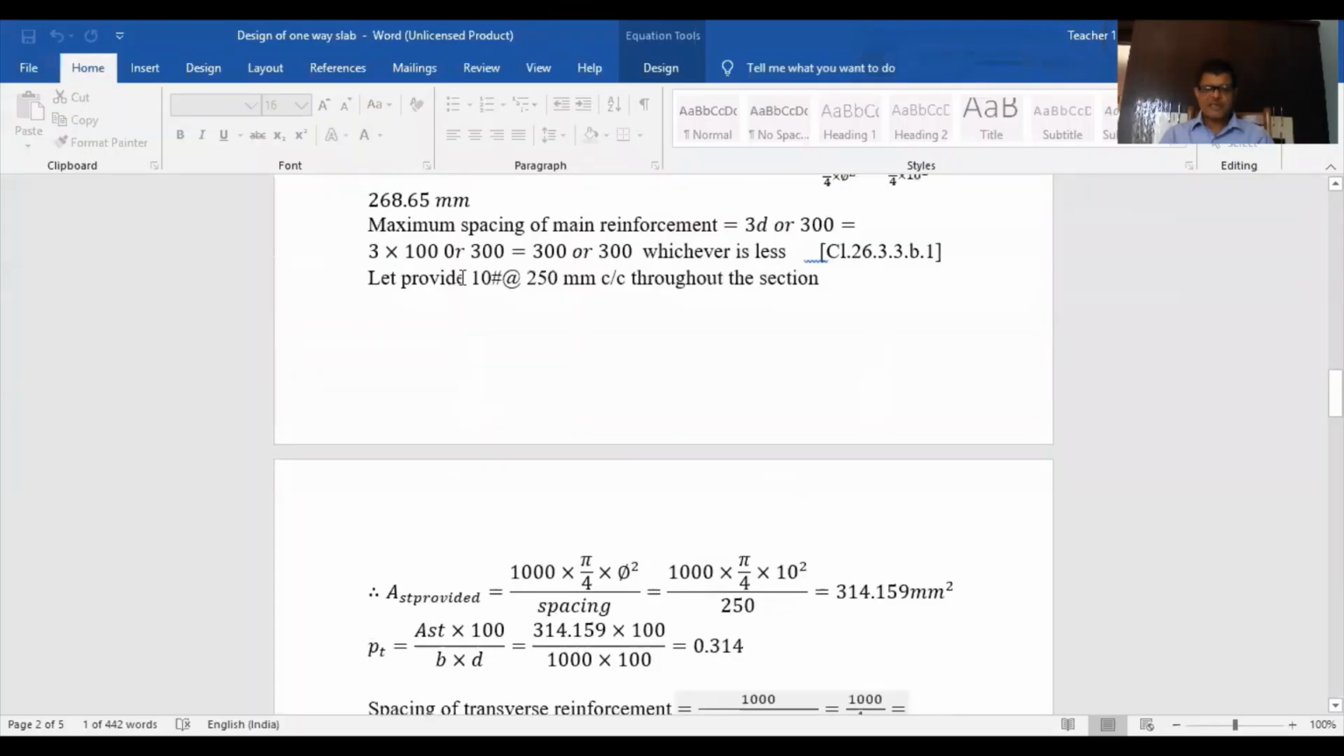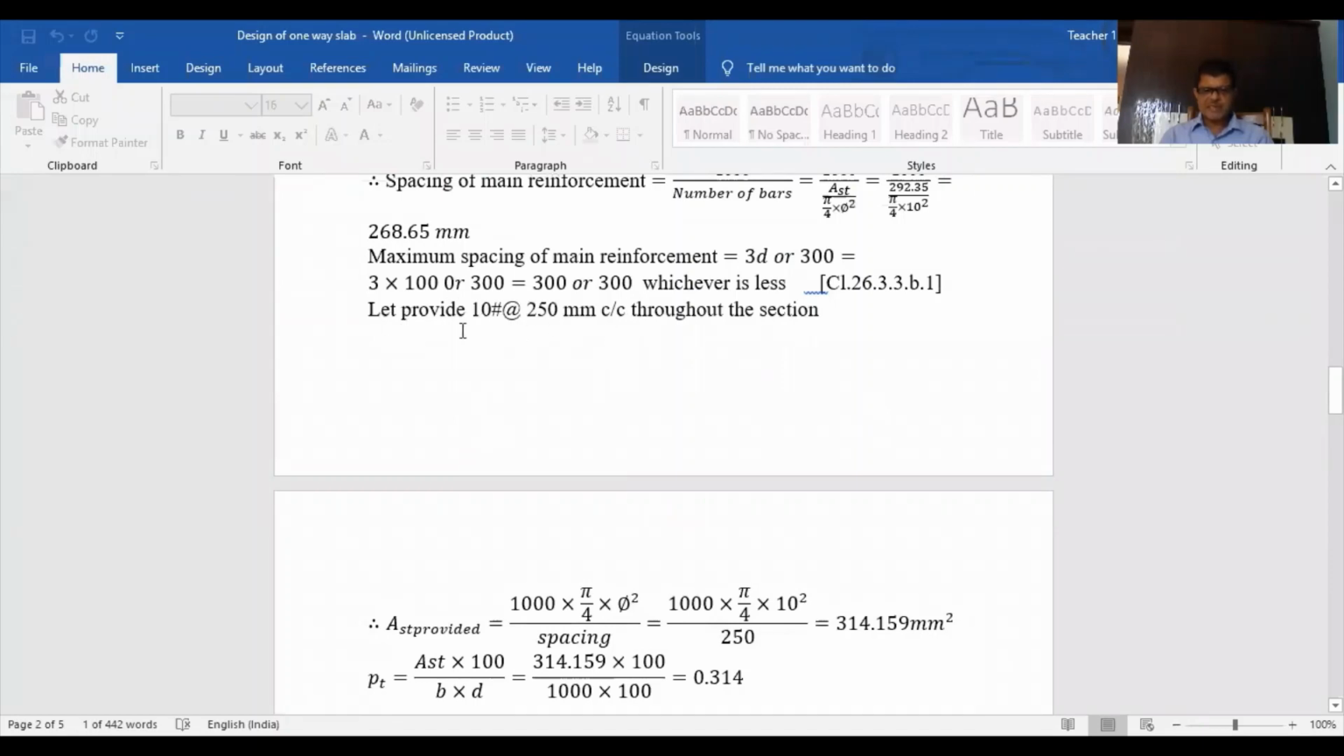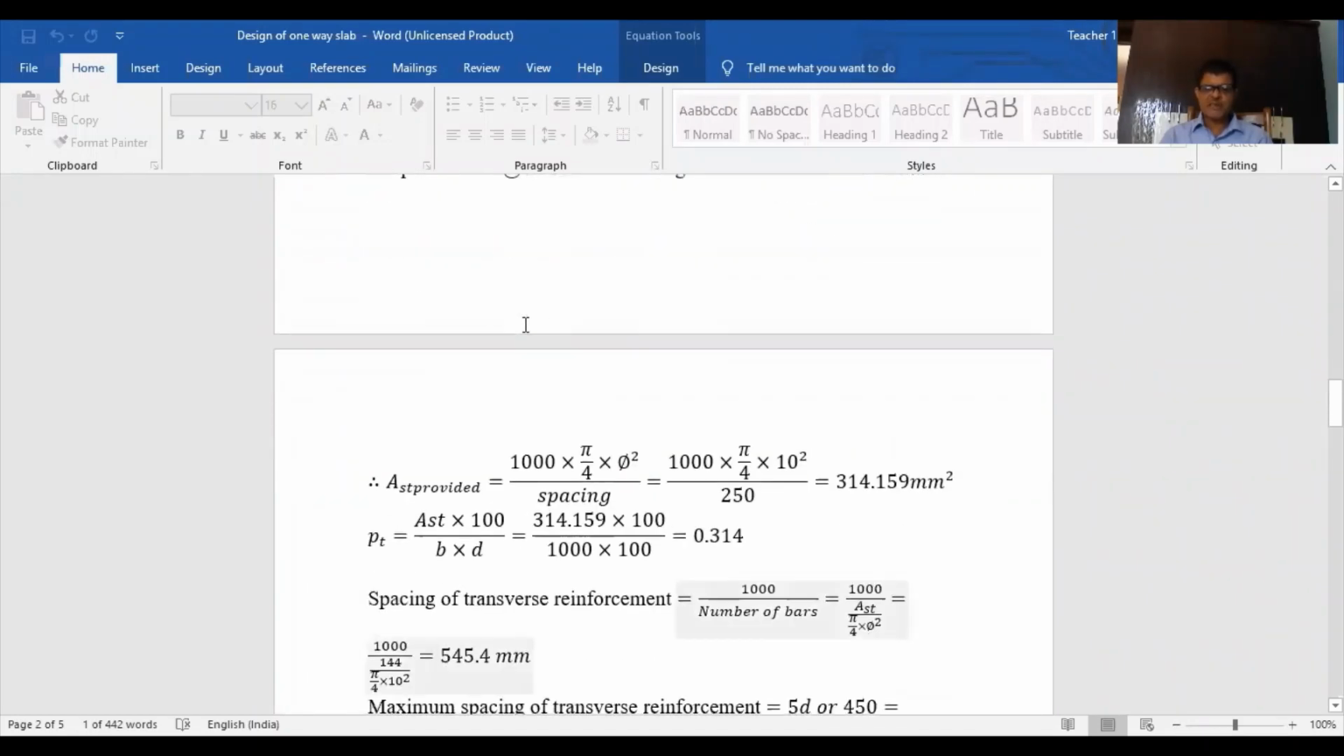So we have found the spacing of the steel for the main reinforcement. Now we have to find the area of steel provided, AST provided. To find it, again take the 1000 mm width and the area of 1 bar, pi by 4 d square, divided by the spacing. The spacing we have decided is 250, so the area of steel is 314.